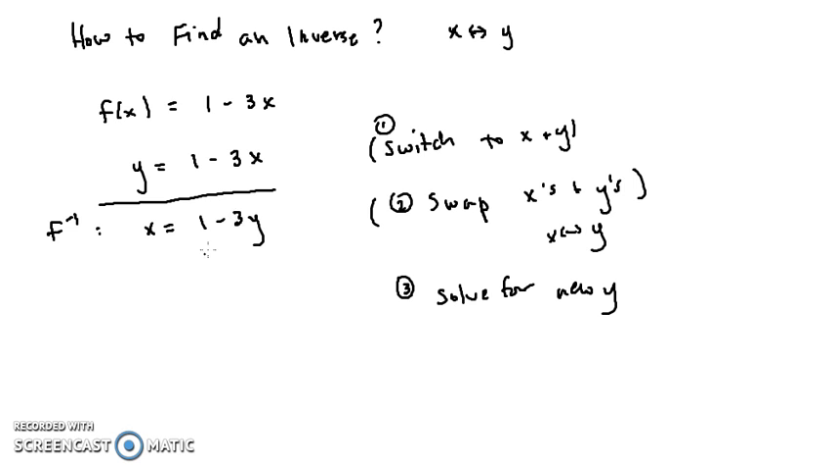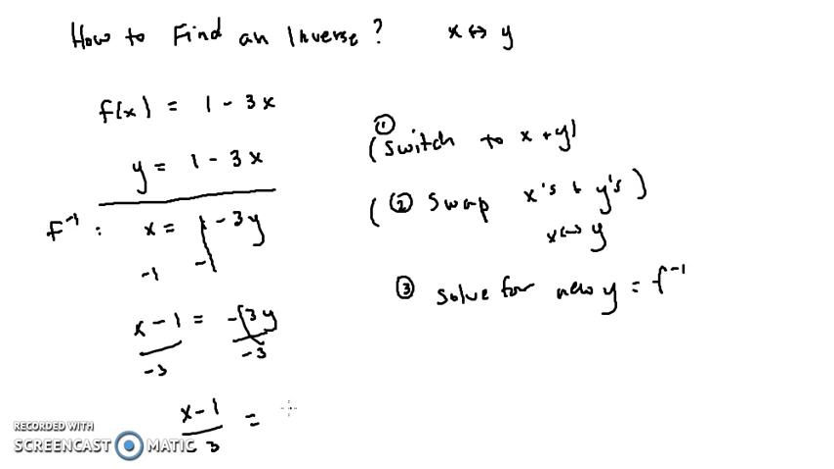So solve for the new y. We're going to want to get this y by itself, so we're going to subtract 1. We're going to have x minus 1 is equal to negative 3y, and then we need to divide the whole thing by negative 3. Okay, so we've got x minus 1 over negative 3, and that's equal to our new y, and our new y is the inverse function. So you can write equals y, or you can write equals f inverse of x. So these are the 3 steps to finding our inverse function.